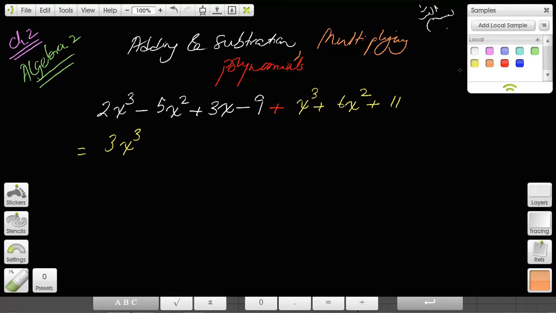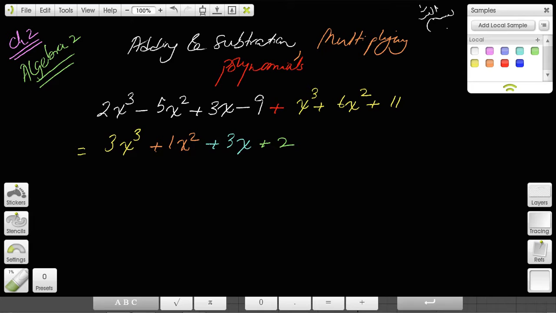And then the next degree would be the second degree. You have to make sure you look for the second degree in the other polynomial. And there it is, so we add those two. Minus 5x squared plus 6x squared is 1x squared. Then we look for the next lower degree. That's 3x, but there's no 3x here, so you make sure you check the other side. So plus 3x. And finally, we have the constant terms, negative 9 and 11, and that will be plus 2.